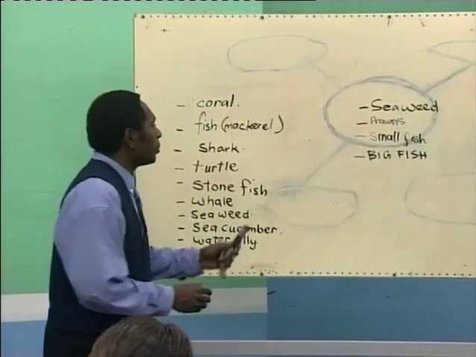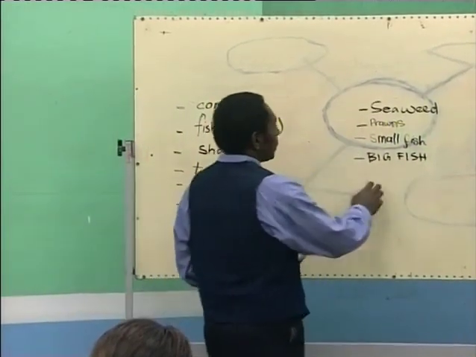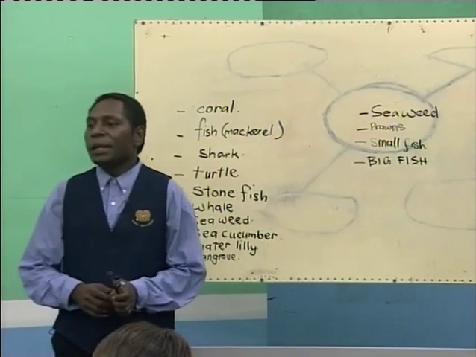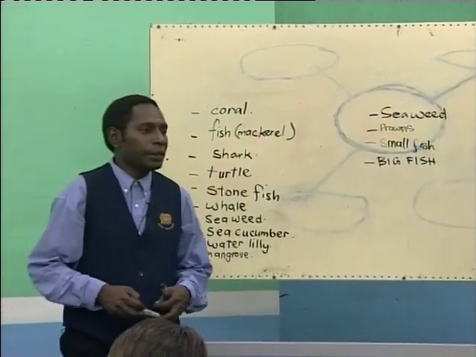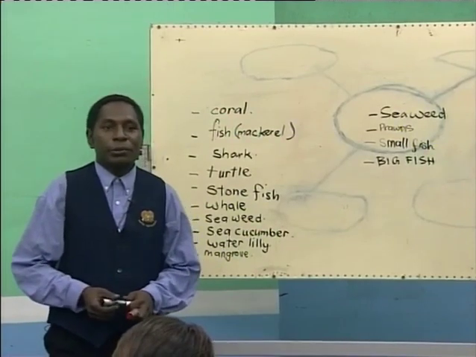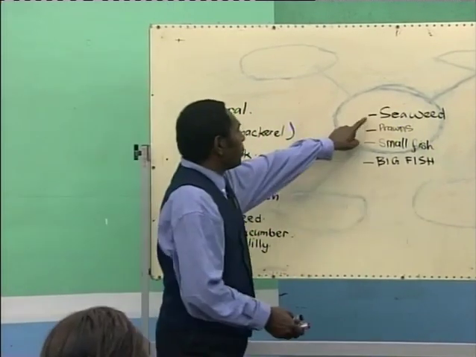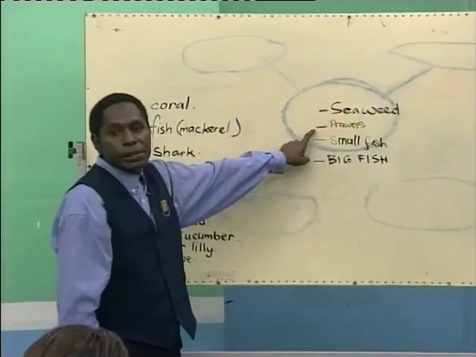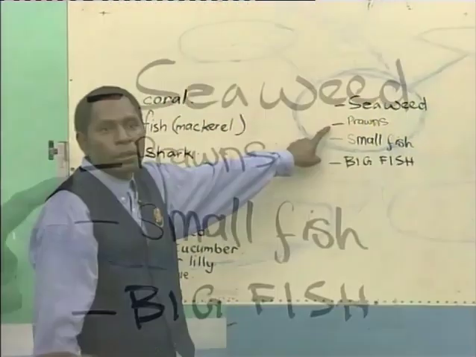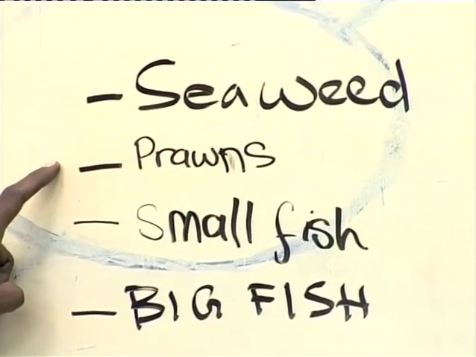Okay, what is wrong with this one here? I wanted a food chain. You must draw up a food chain. Okay, good. We will have seaweed. Did we see the seaweed in there? Yes, we did. Prawns? Yes.